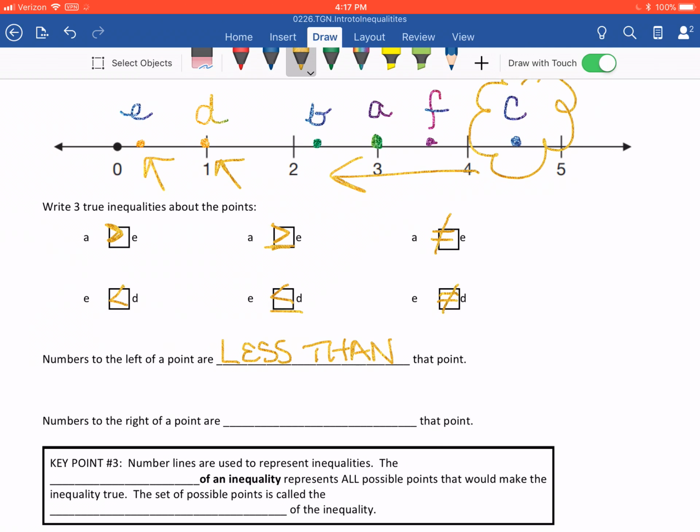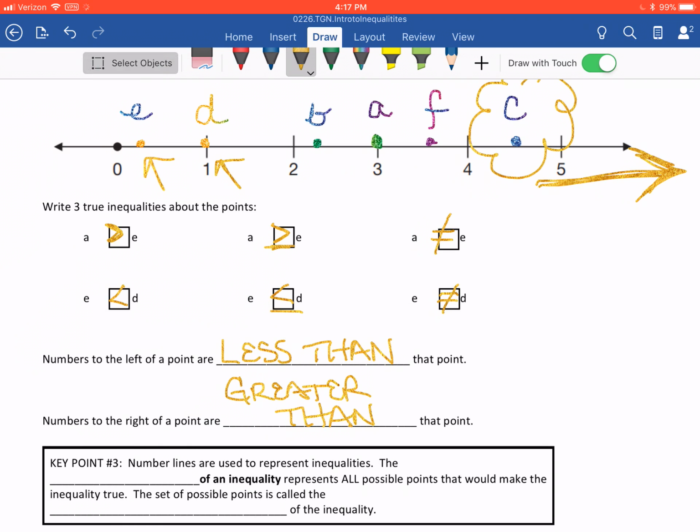Now it's asking us numbers to the right of the point are what? If we took our same point C, everything that shows up on the number line in this direction, should it be greater than or less than point C? You're right, it's greater than. Every single point that is this way from point C is going to be greater than C.